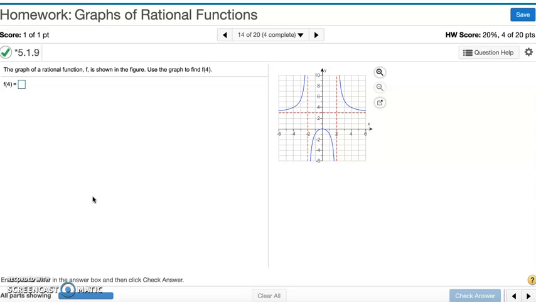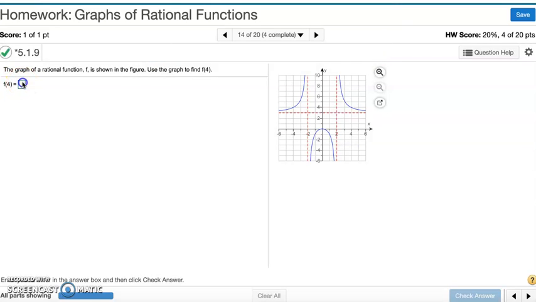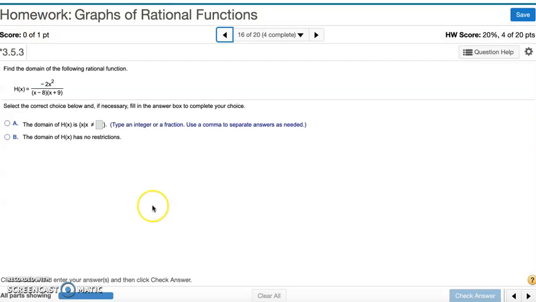Use the graph to find f of 4. So that means where 4 is x. So going to 4 as x, that would be 4 for y. So f of 4 would be 4. And that's number 14. Number 16, find the domain of the following rational function.